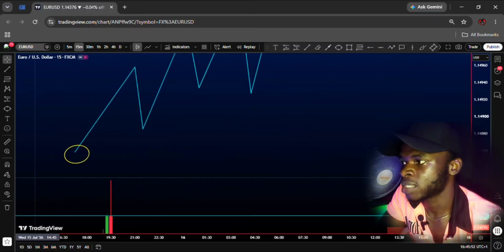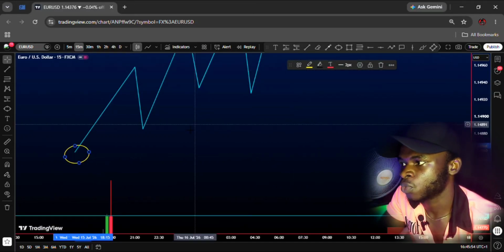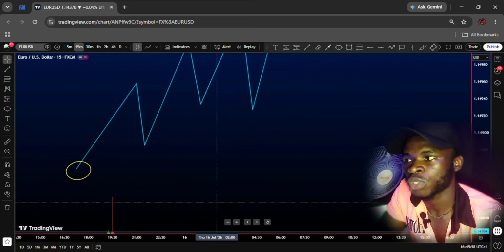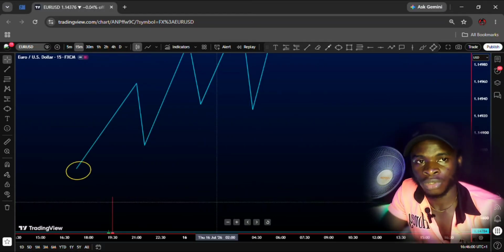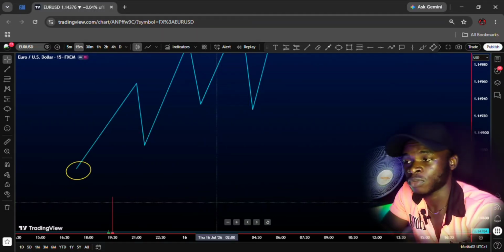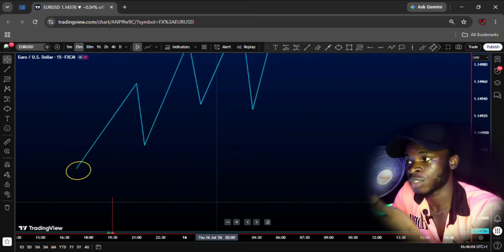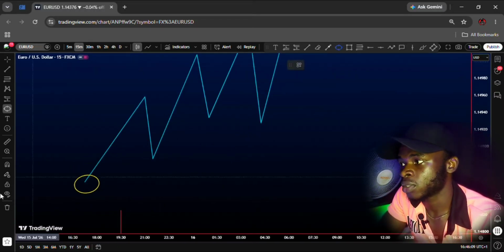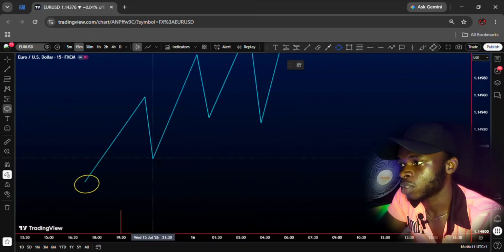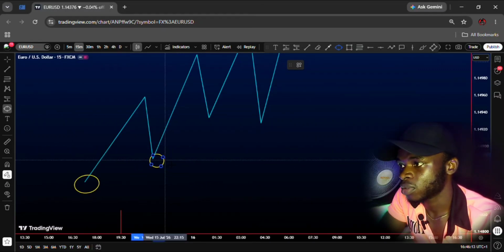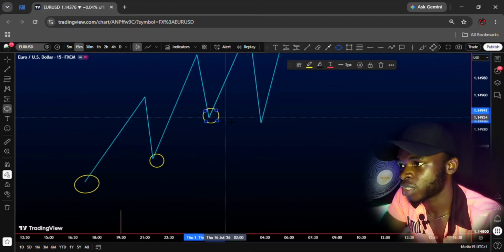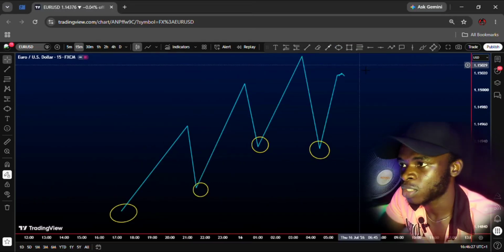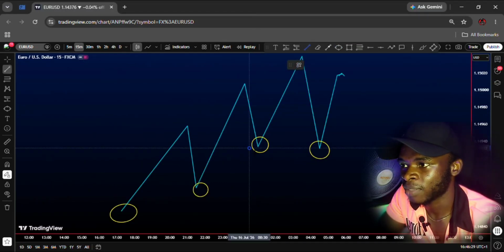All these levels right here are what we call swing points. This is a swing low now because it is coming from down to up here. So this is one, this is another one, and another one, and all these points here are what we call swing lows or swing highs. You see this particular one, this is a liquidity right here.